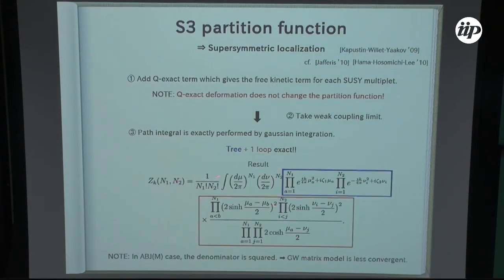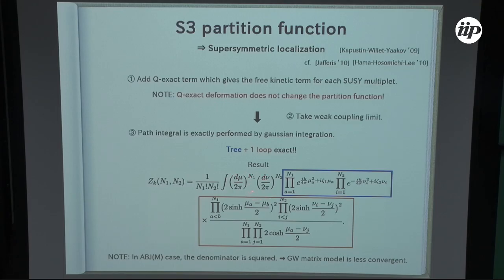So this is the result. The saddle points are given by some Coulomb branch, parameterized by this mu and nu. This part is the tree part, and this part is the one-loop exact term. Just note that in the ABJM case, this denominator becomes squared, but in the Gaiotto-Witten model case, this is just one. So it is less convergent.